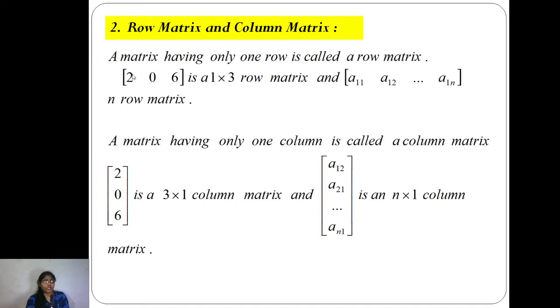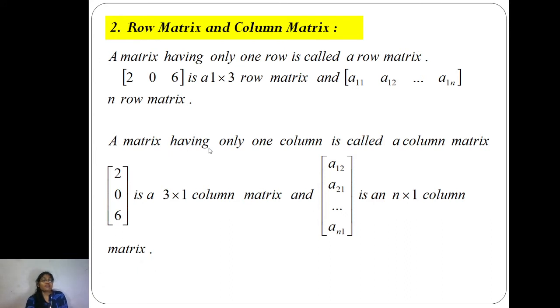For example, 2 0 6: only one row, columns 3. It is a 1 by 3 matrix; we write the number of rows first and read it as row by column. 2 0 6 means only one row and number of columns 3: first column, second column and third column. It is a 1 by 3 row matrix, and a11, a12, dot dot, a1n is a 1 by n row matrix.